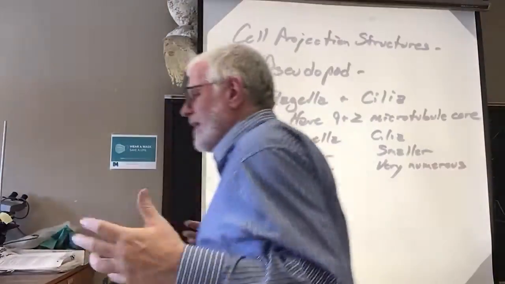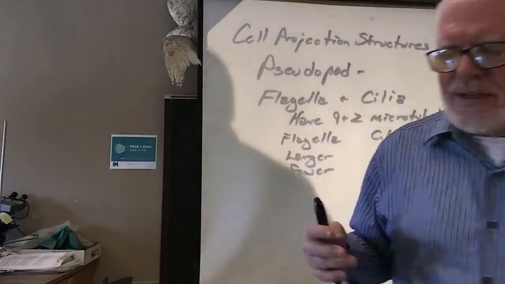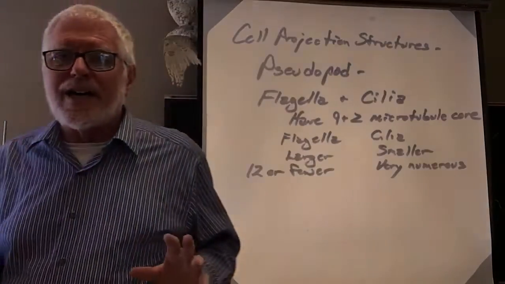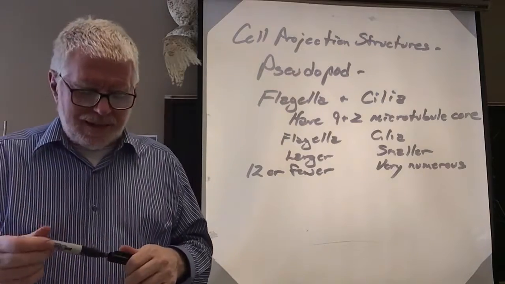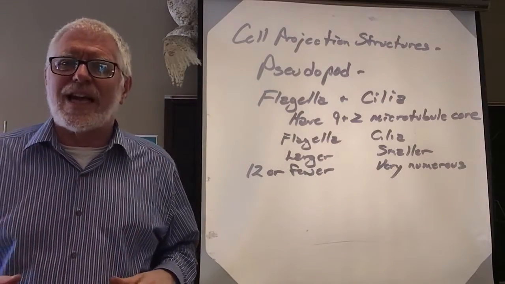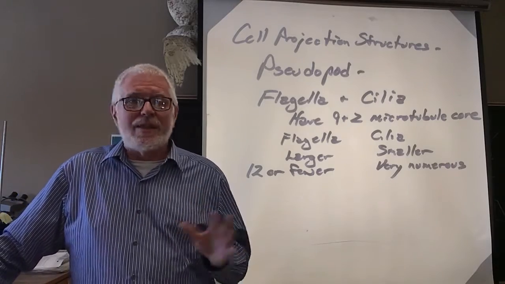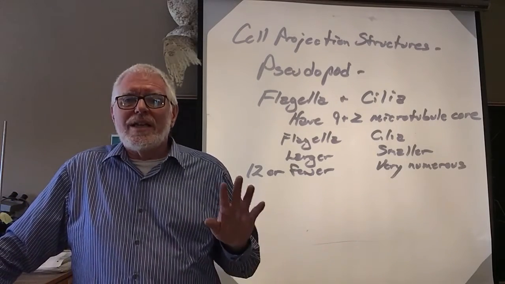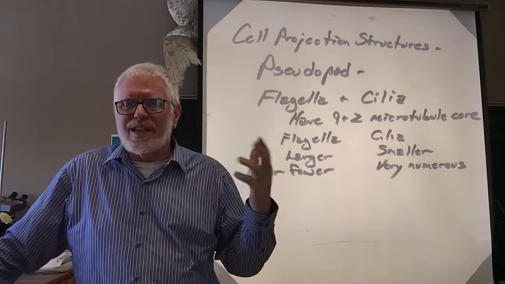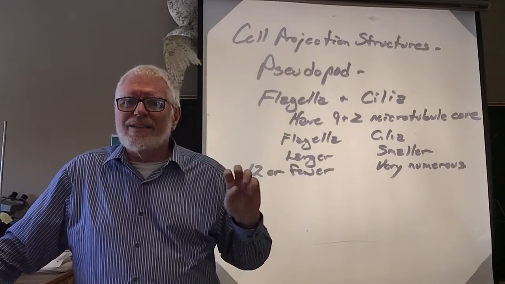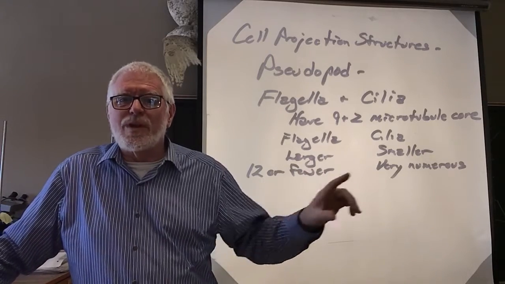It is highly unusual to find more than 12 flagella on a cell. There are some rare protozoans that live inside wood-eating insects that have many flagella, but they're the exception to the rule. Typically, it's 1 or 2 or 4 or 6. They often are paired. It's very difficult to find any type of cell that has more than 12.